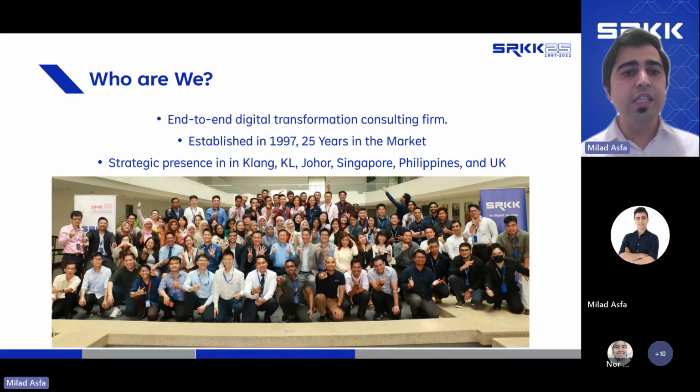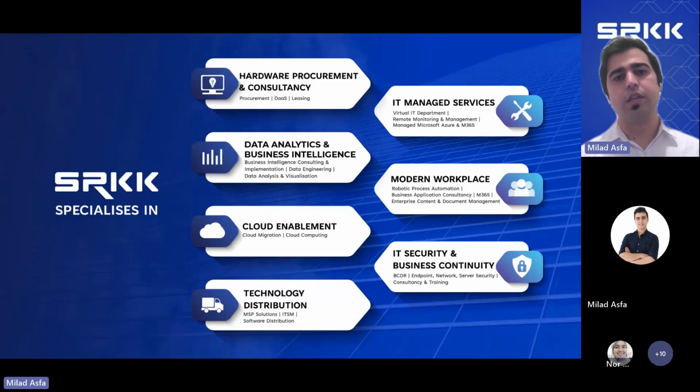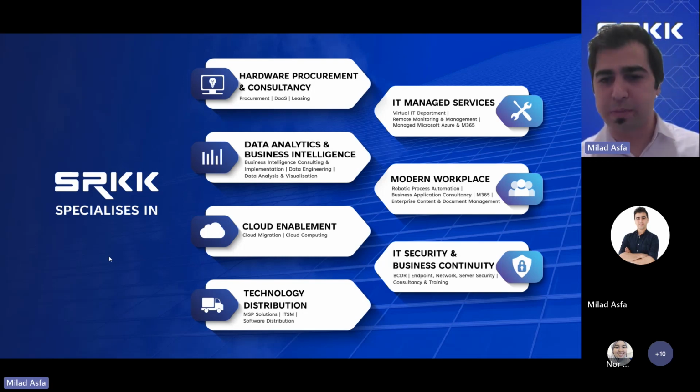We specialize in 7 key areas: hardware procurement and consultancy, data analytics and business intelligence, cloud enablement, technology distribution, IT managed service, modern workplace, and IT security and business continuity. Today, we will mainly go through the modern workspace, how RPA can help you, and how you can automate the process.